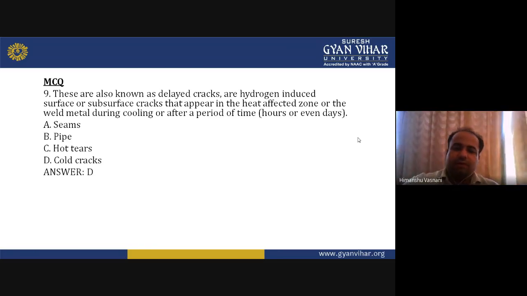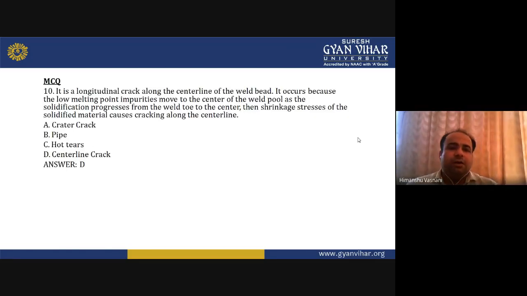Now next question. It is a longitudinal crack along the center line of the weld bead. It occurs because the low melting point impurities move to the center of the weld pool as the solidification progresses from the weld toward the center. Then shrinkage stresses of the solidified material cause cracking along the center line. Remember, very easy to answer. The name itself says it: center line crack.